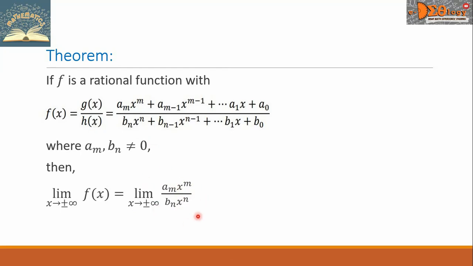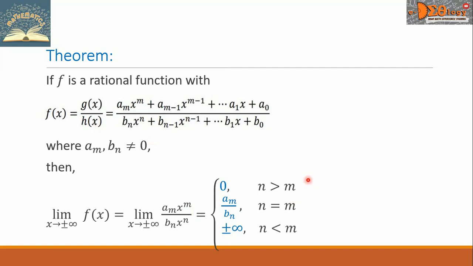Now, we can simplify our limit further, and we have three possibilities. This limit is equal to 0 if n is greater than m. Take note that n is the highest power in the denominator, and m is the highest power in the numerator. Another possibility is a sub m over b sub n, and this is the answer if n is equal to m. Another possibility is positive infinity or negative infinity. This is the answer if n is less than m.